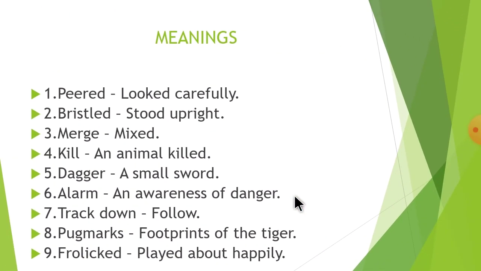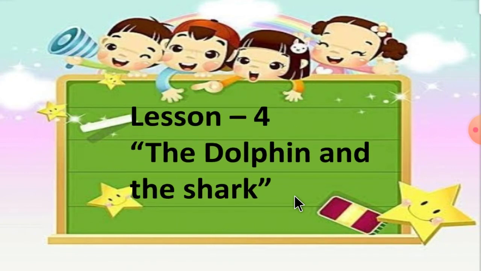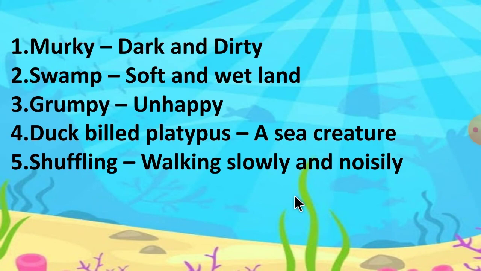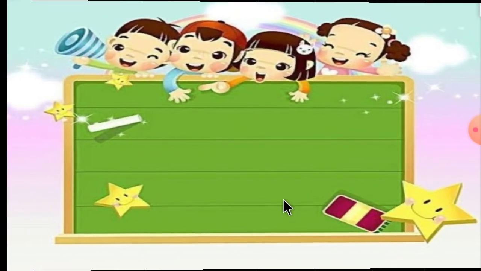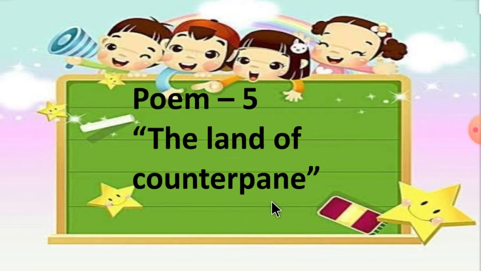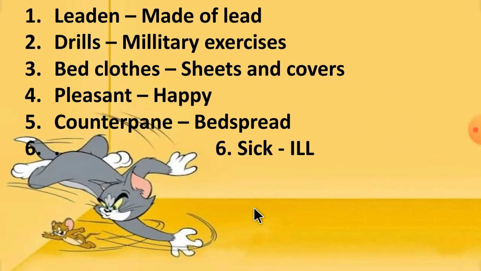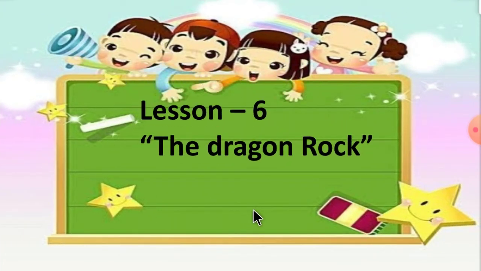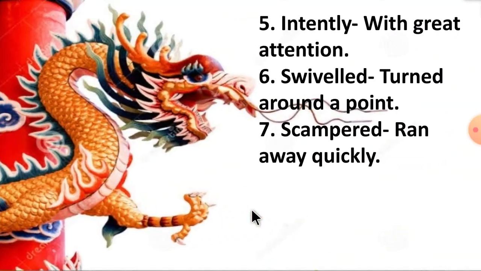A day in the jungle. Then we have completed meanings of lesson 4, the dolphin and the shark. After that we have completed meanings of poem 5, the land of counterpen. Then lesson 6, the dragon rock. So how many are there total?